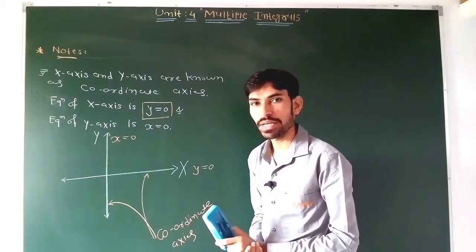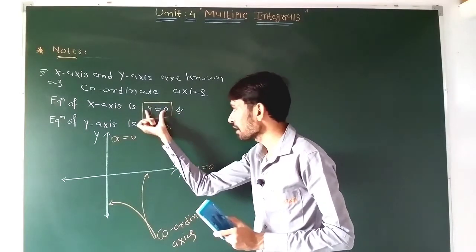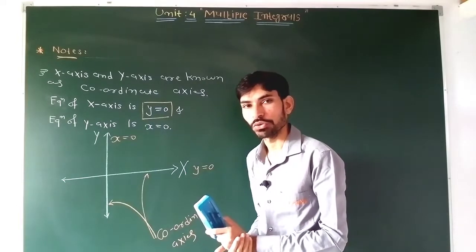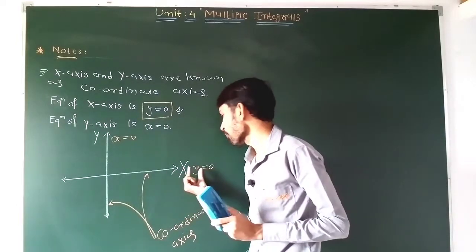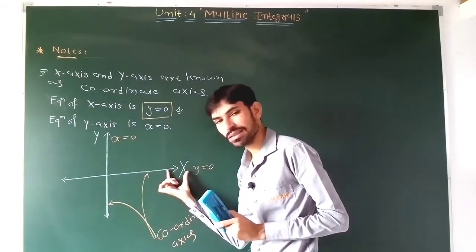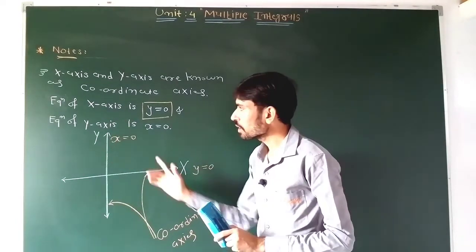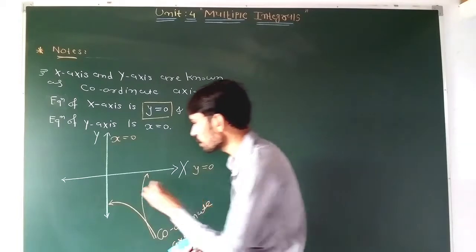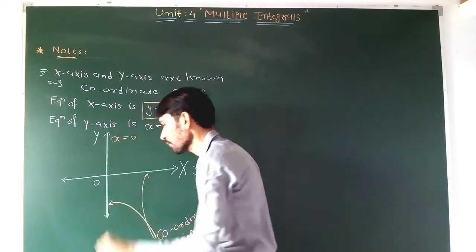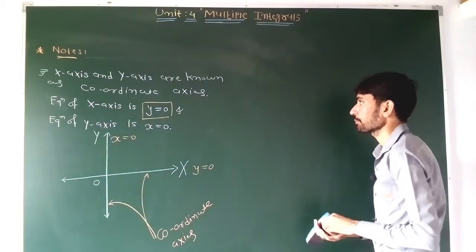Sometimes our region is given bounded by y is equal to 0 and x is equal to 0. That means you should know y is equal to 0 is nothing but our x-axis and x is equal to 0 is nothing but our y-axis. So this is the first note. This is our origin. Now we write the second note.